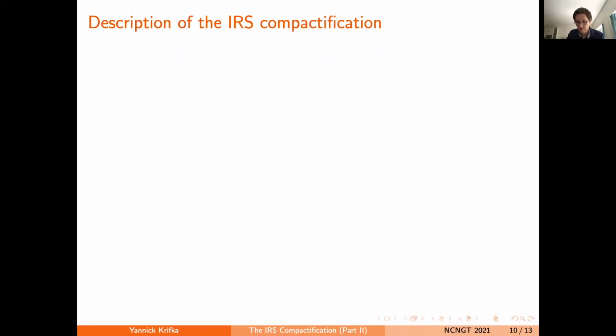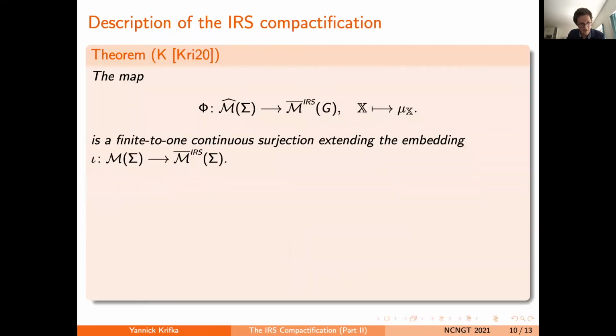So how do we do this? We define a map, call it phi here. Phi goes from the augmented moduli space to the IRS compactification and sends x to mu x, which is the convex combination that I just defined on the previous slide. And we can prove that this map is a finite to one continuous surjection. So in fact, we hit everything in the IRS compactification, and this map extends the embedding of the usual moduli space.